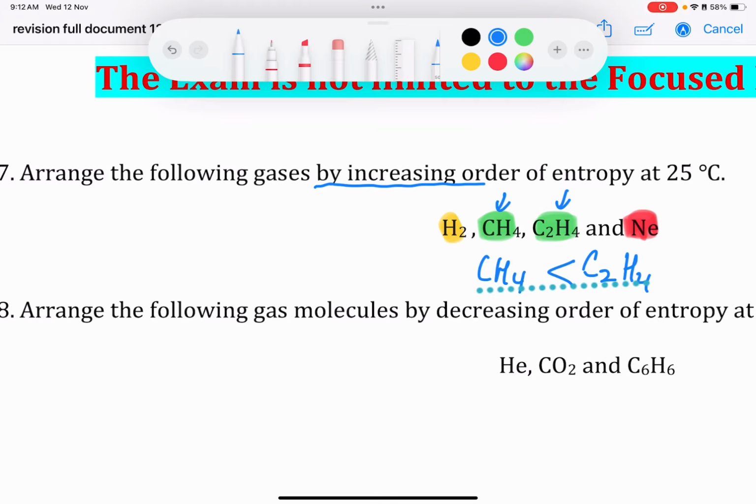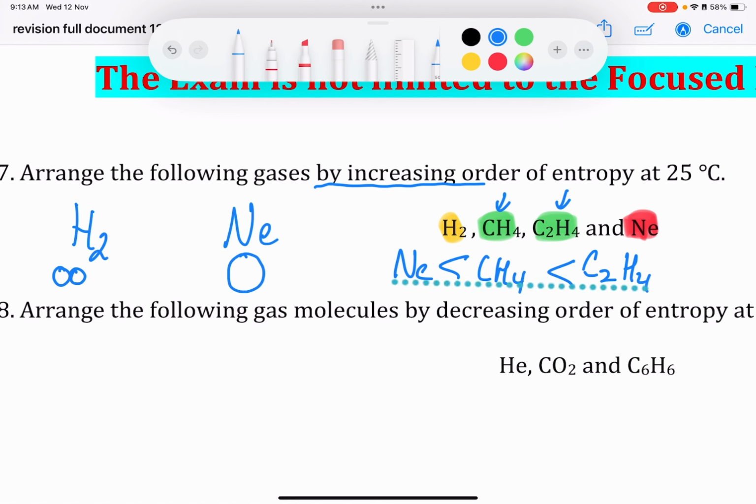Now let's look at hydrogen and let's look at neon. Now this is a tricky one. You will think that because neon is 1 atom, it doesn't have as much entropy as the hydrogen, which is made up of 2 atoms. But the size of neon is this much, and the size of the hydrogen atom is so much smaller than neon. So the entropy of neon is higher than the entropy of hydrogen. Again, this is an exception.